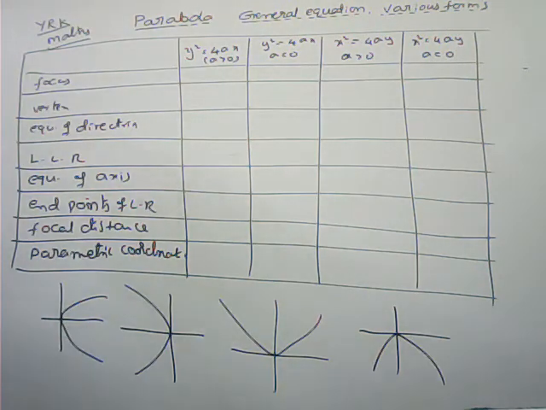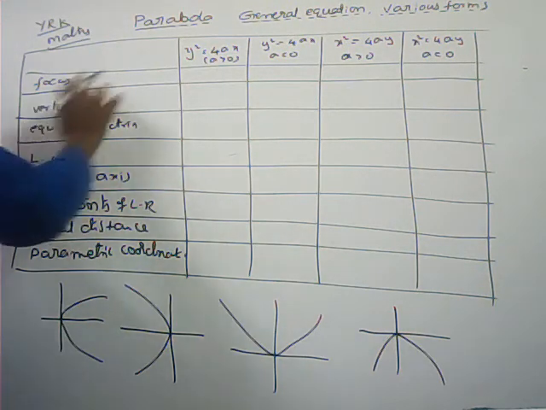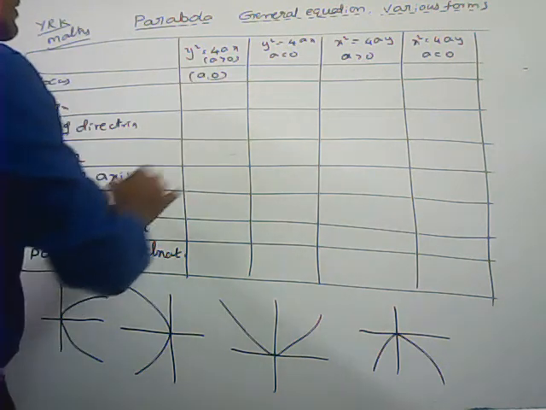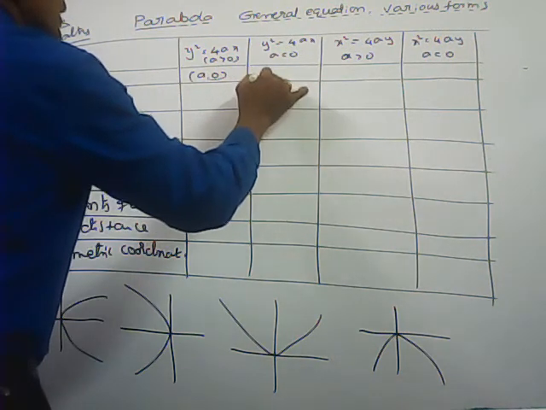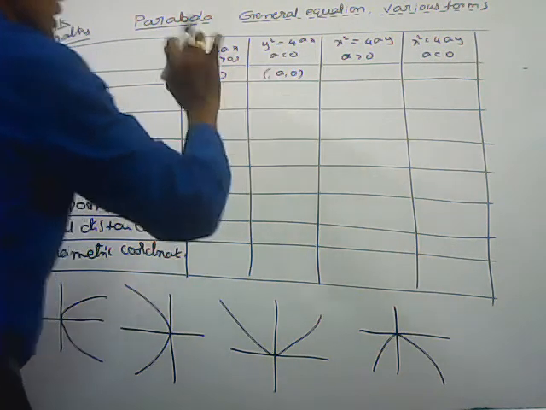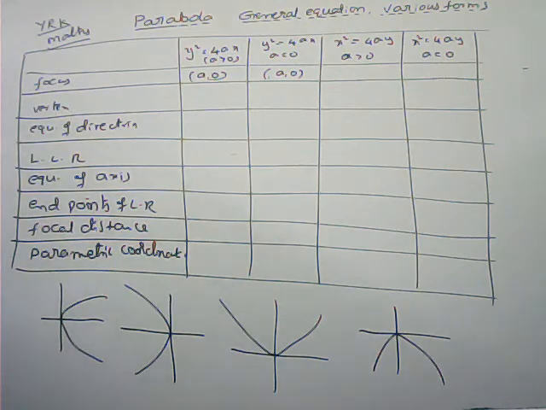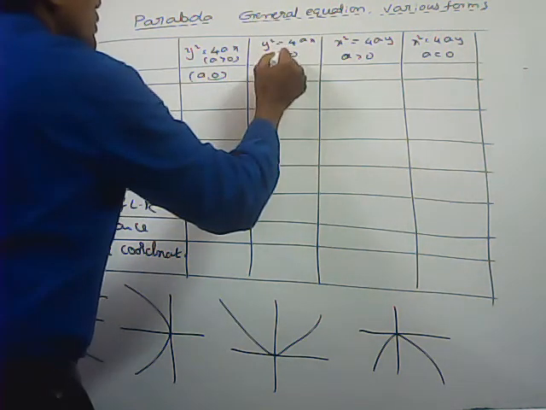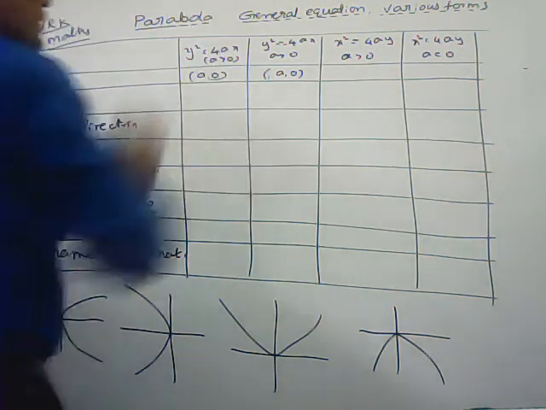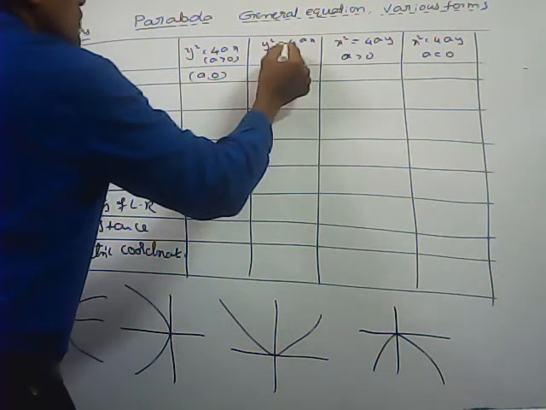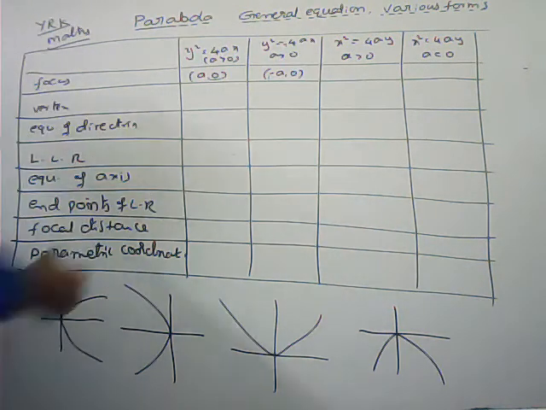Now we are going to write all these things. Focus: for y square equals 4ax, the focus is (a, 0). Here also (a, 0). For a less than 0, we can write (a, 0). Otherwise, for a greater than 0, if I write y square equals minus 4ax, then a is positive but the x coefficient is negative only, so we write (minus a, 0).